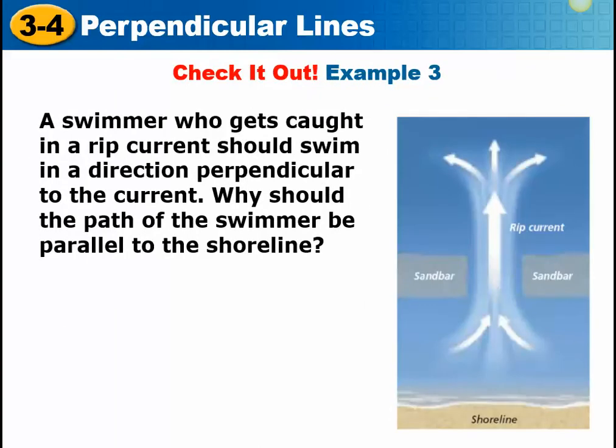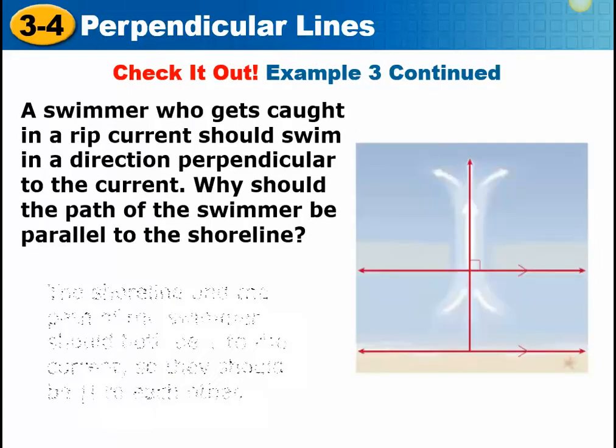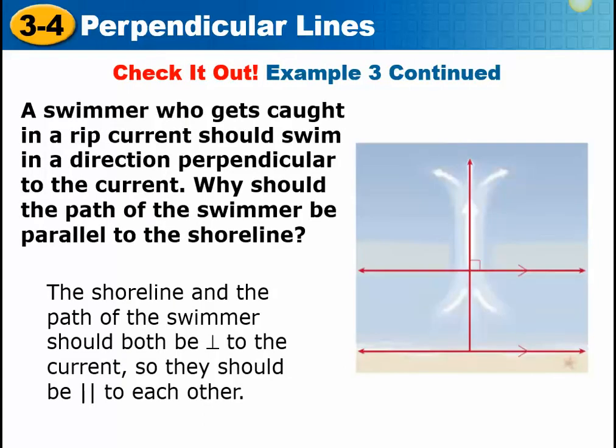In this example, a swimmer who gets caught in a rip current should swim in a direction perpendicular to the current. Why should the path of the swimmer be parallel to the shoreline? So they show the shore, they show the rip current, and they say that you should swim so that they should both be perpendicular to the current, so they should be parallel to each other. The real world ones are a little bit tricky to read sometimes, but they're just looking for which theorem would make this be true, basically.